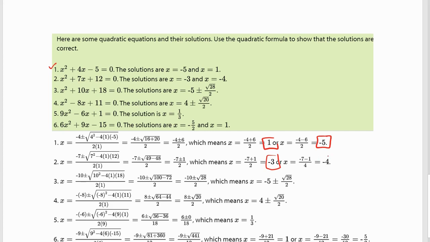Same thing with number two. The only one that really needs, actually there's two. There are two that really need the quadratic formula, and that is 3 and 4. So I recommend you examine number 3 and 4 and realize why they are different than 1, 2, 5, and 6 in terms of needing the quadratic formula for them.